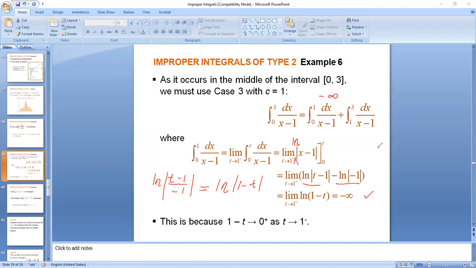If you ask for convergence or divergence, then we say that the said improper integral is divergent. So whenever you have a case like this, for case 3, where one is already divergent, there's no need for you to determine the other one. You get it? Any question?